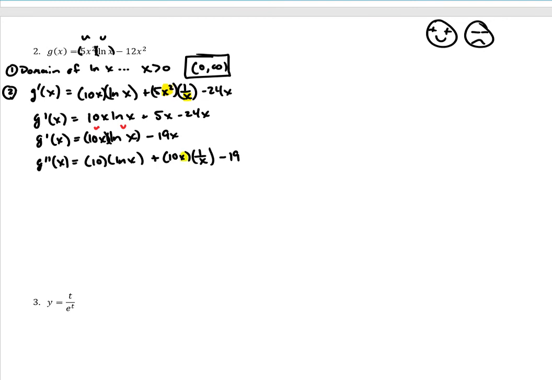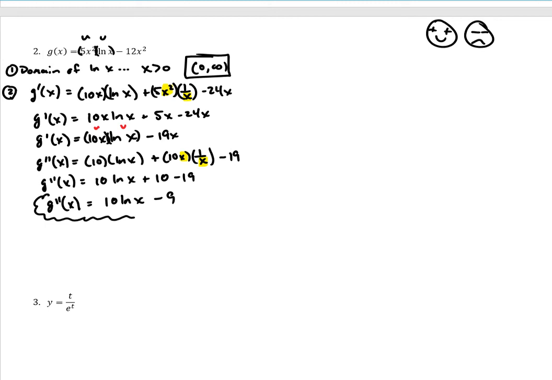All right, and then it simplifies again. Notice this x and that 1 over x would reduce. So I have just 10 left over there. So g double prime of x is now just 10 natural log of x. This became just plus 10, and this is minus 19. So 10 minus 19, we've finally got it. Our g double prime is 10 natural log of x minus 9.